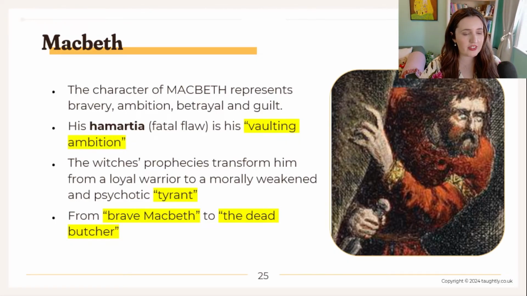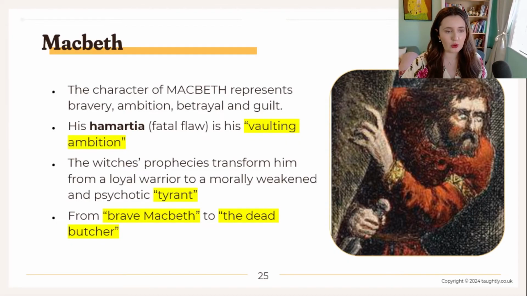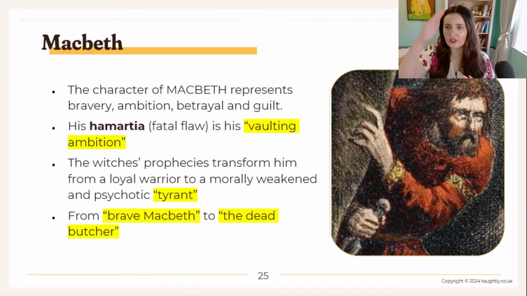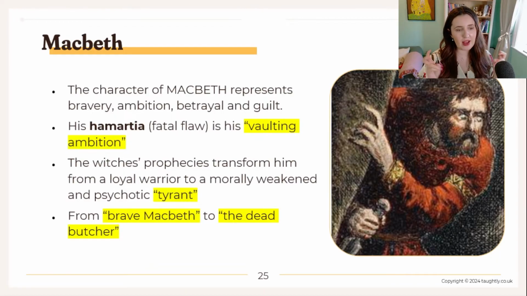The witches' prophecies transform him from a loyal warrior into a morally weakened and psychotic tyrant. And indeed we see this transformation, this fall in status, as he begins the play being called Brave Macbeth and ends the play as the Dead Butcher.